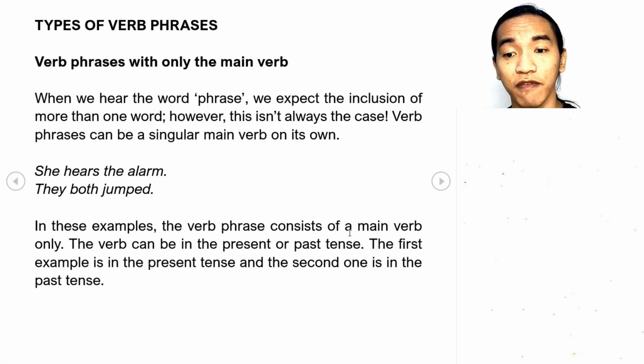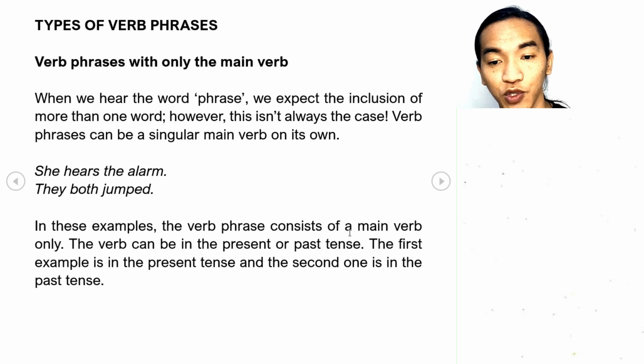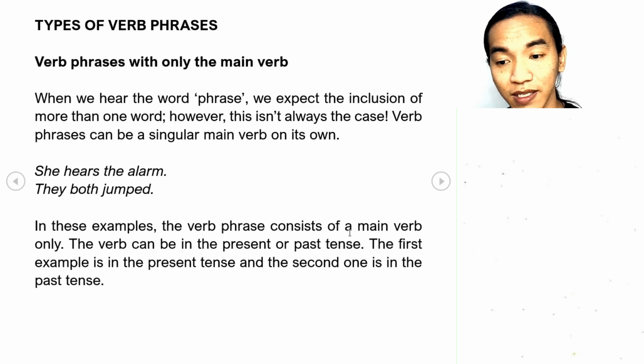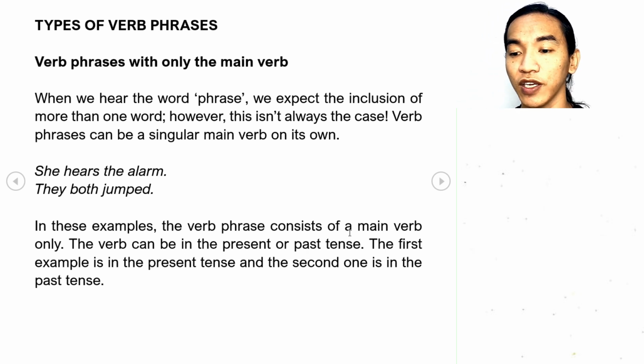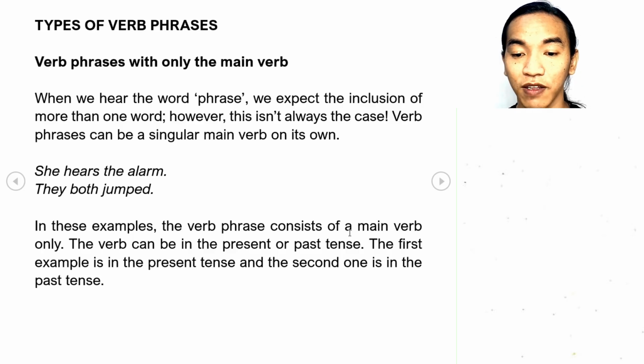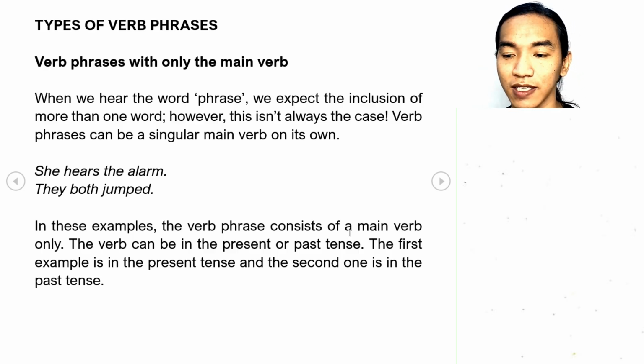So the first one, we have verb phrases with only the main verb, which is the simple verb phrase. Okay? So when we hear the word phrase, we expect the inclusion of more than one word. However, this isn't always the case. Verb phrase can be a singular main verb on its own. Like for example, she hears the alarm. They both jumped. So in these examples, the verb phrase consists of a main verb only. The verb can be in the present or the past. The first example is in the present, of course, and the second one is in the past. So normally, a simple verb phrase is only about having one main verb with it.